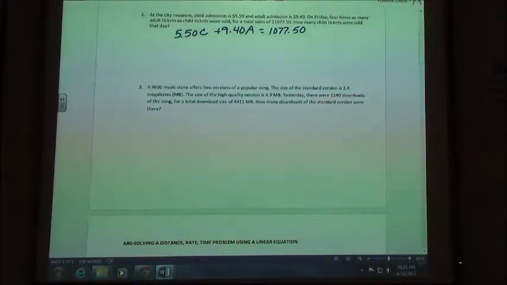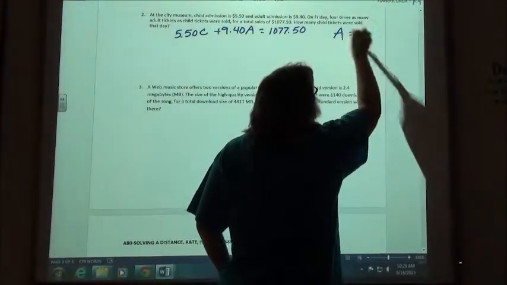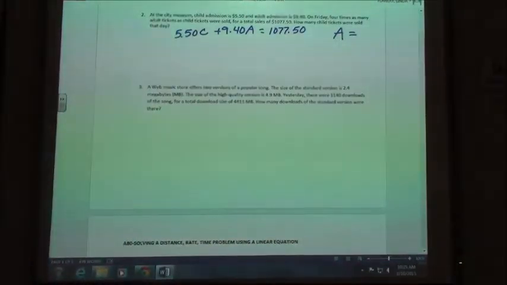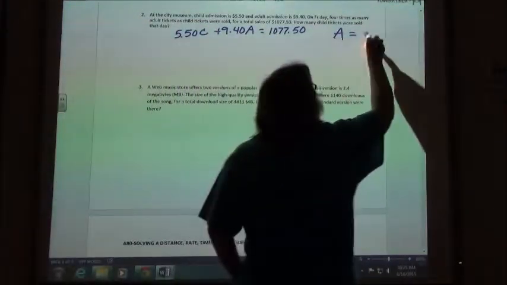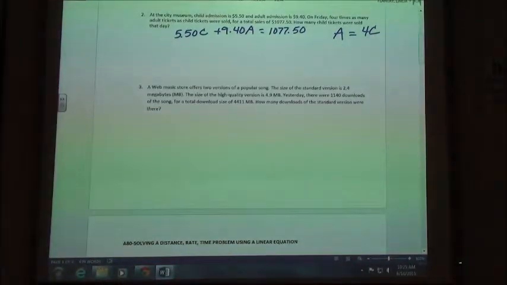And that second sentence: on Friday, 4 times as many adult tickets as child tickets were sold. So the adult tickets were mentioned first in the sentence. A is going to equal the other one, 4 times the child's tickets, 4C. So if you're not sure which variable is supposed to be equal to what, look in your sentence and see which one they said first. They talked about the adult ones. The adult ones are going to equal 4 times the child tickets.